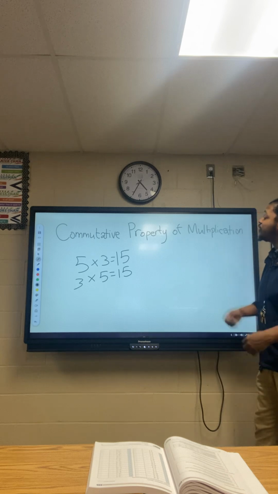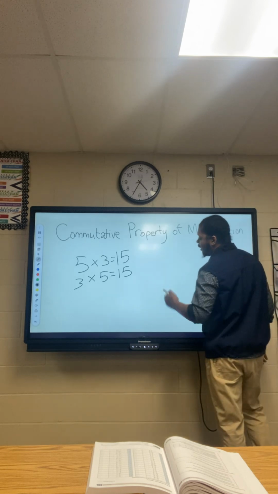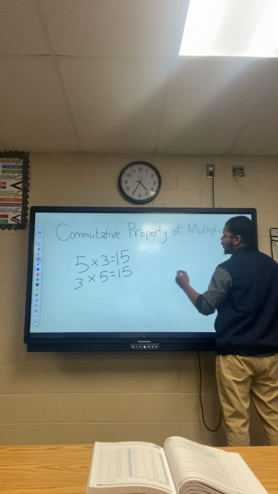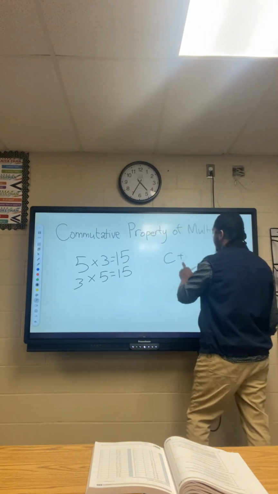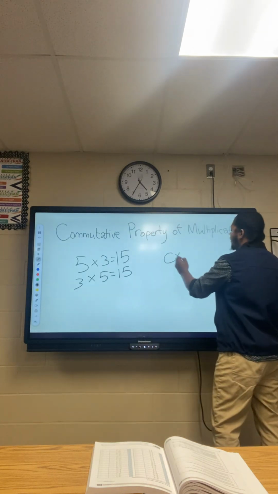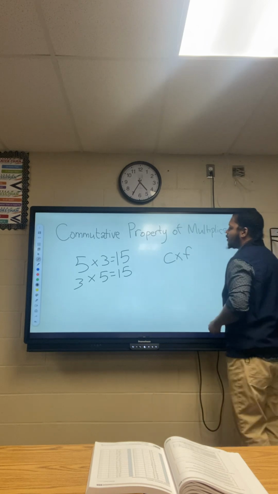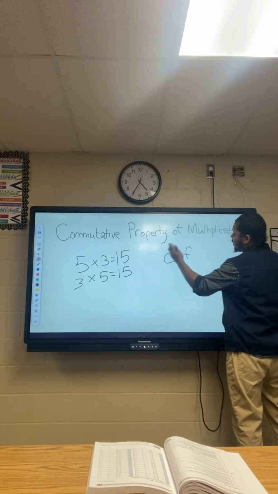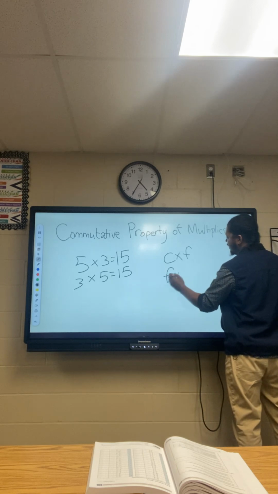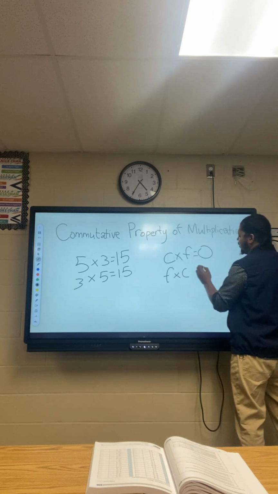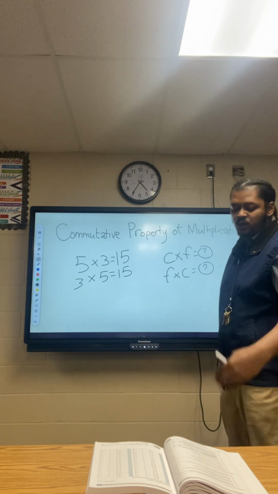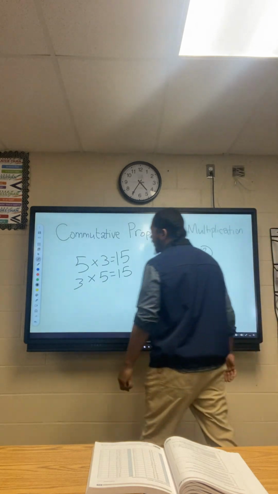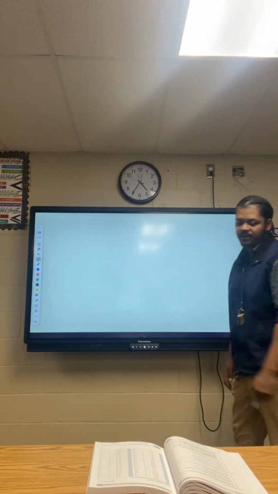If they were asking you to use variables, meaning those variables do not have value to them, you would do something like this. We could say C, oh, I'm sorry, not plus, we're multiplying right now. C times F. Then the commutative property of multiplication says that F times C also has the same answer. While you're answering these questions, use the variables that are listed there. So this is the commutative property of multiplication.